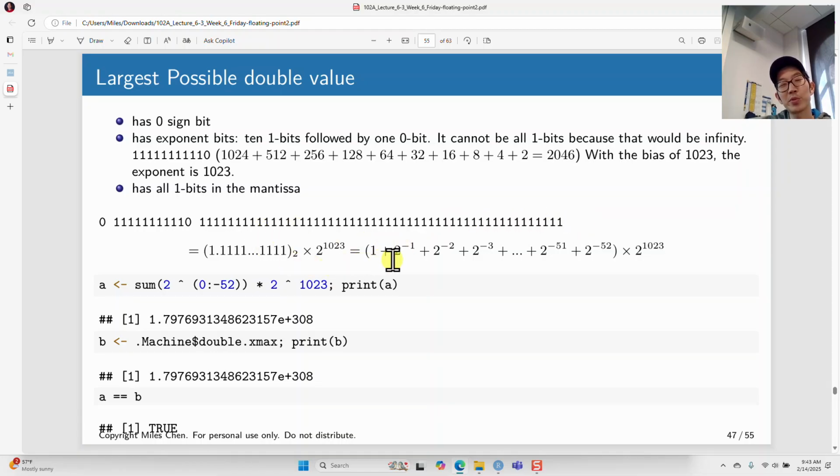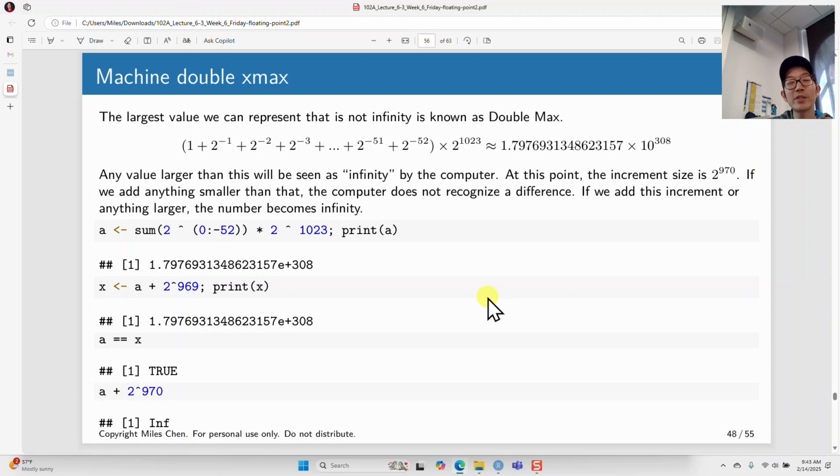So that's basically 1 plus 1/2, 1/4, 1/8, all the way down to 2 to the negative 52. So I can add the sum of 2 raised to the 0 through negative 52 power, and then multiply that by 2 to the 1023. That gives me this number, 1.797 something times 10 to the 308. This is known as machine double x max. This is the largest finite number I can represent. At this time, our step size is a very large 2 to the 970.